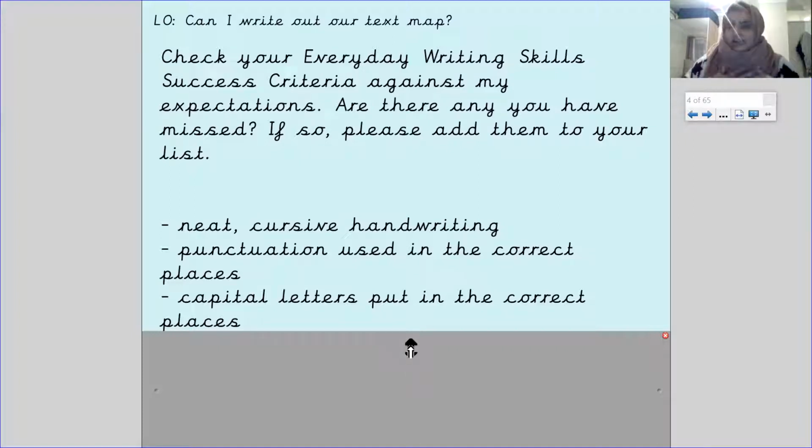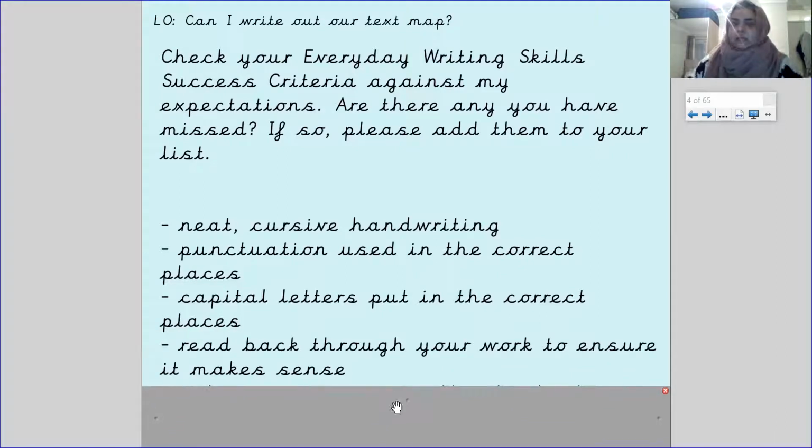And when you use "I" as a word. Now, read back through your work to ensure it makes sense. It's very important for you to read back through your sentence to check that it makes sense, because when you read it out loud, you'll be able to tell which word you have missed out.